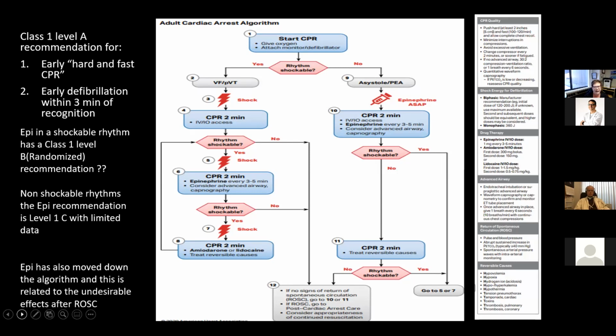You'll notice that in the 2020 guidelines, epinephrine got pushed down the algorithm, and it is offered following a second shock. And it remains a class 1 level B recommendation, which means there is some fairly robust evidence. But those in the resuscitation world kind of question that evidence.